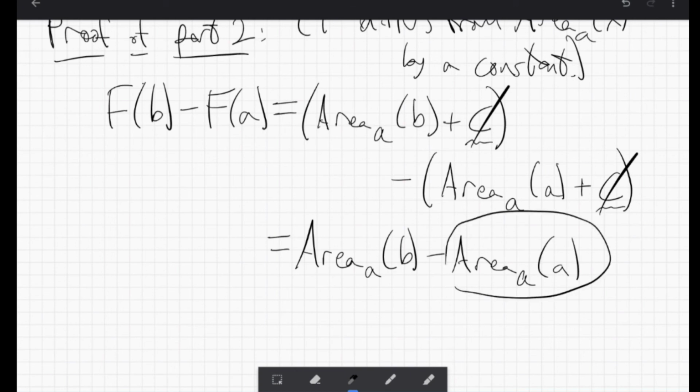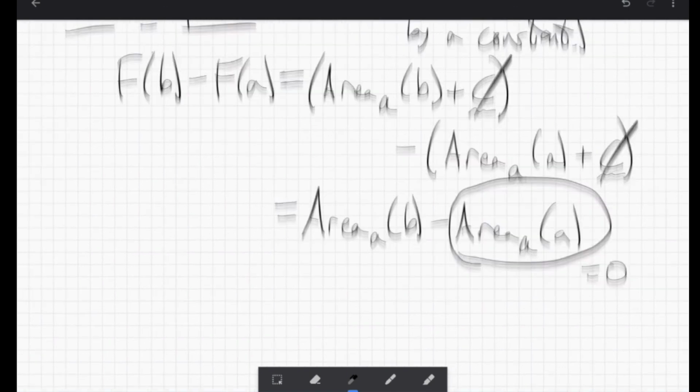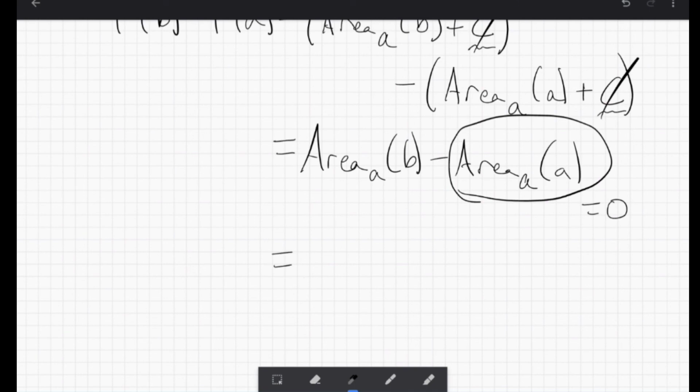This term right here is the area under the curve from a to a. It's the area of a line segment from the curve to the horizontal axis. This area is 0. And so then this is equal to area sub a of b, essentially the area under the curve from a to b.